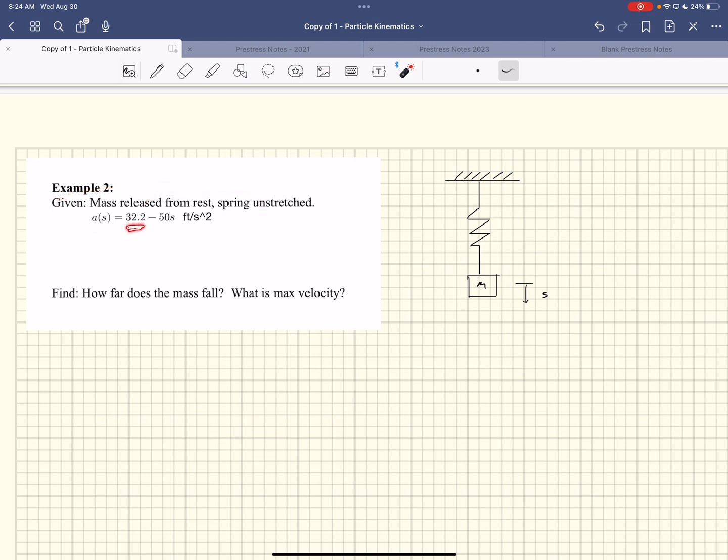You should see that's G, 32.2 coming down, right? And then 50 times S is the spring constant. So don't worry about that right now. This is a little foreshadowing. We're going to start out with problems where this isn't given to us. There's a mass released from rest. How far does it go?